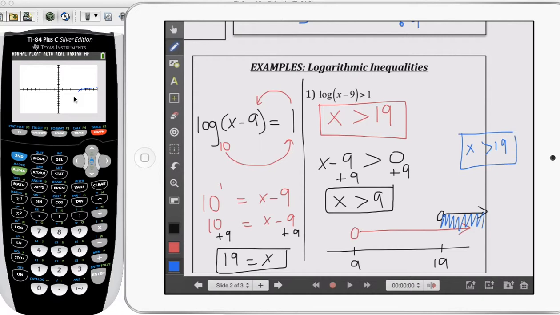That's your inequality notation. Or you can write it as an interval notation. You can write that x can be from 19 all the way up to infinity, because as you can see that your arrow goes on forever. Now let's go ahead and try a different question.